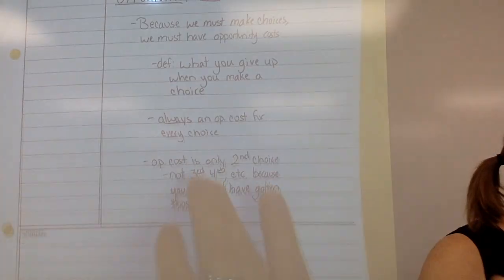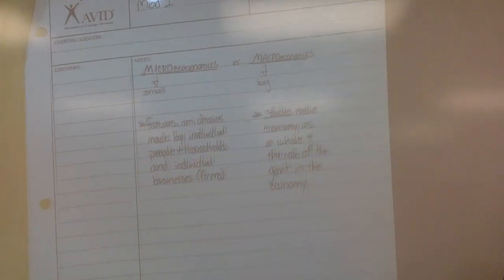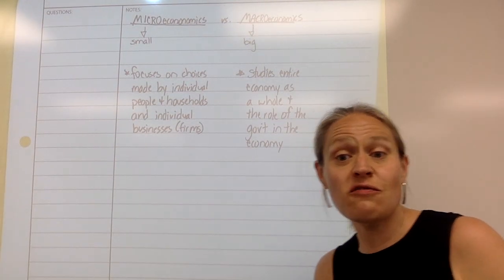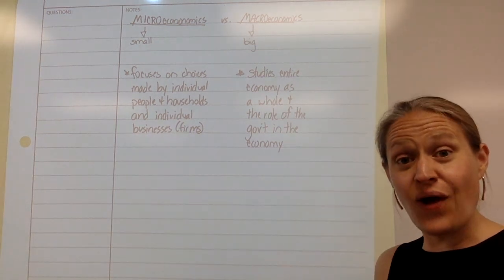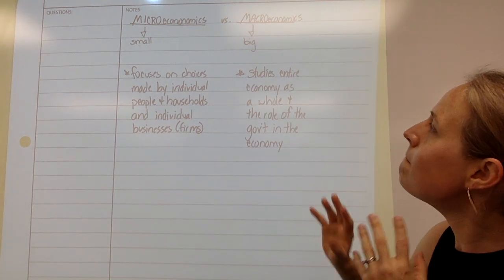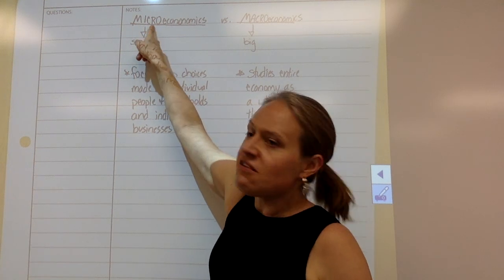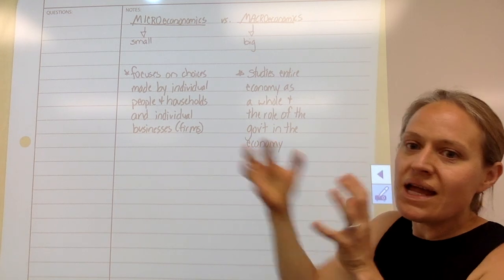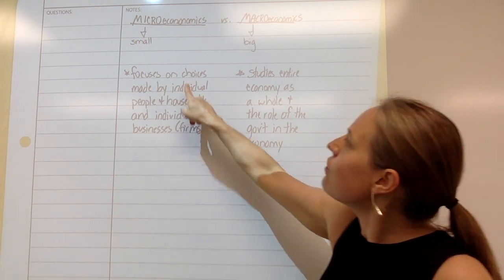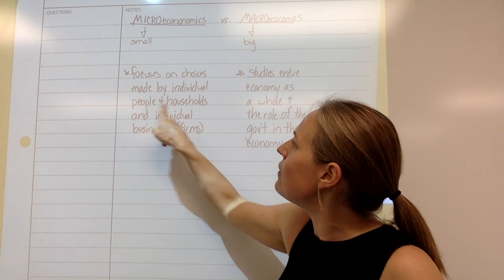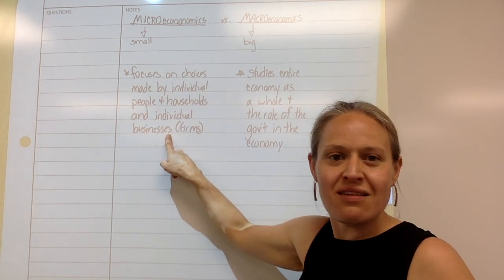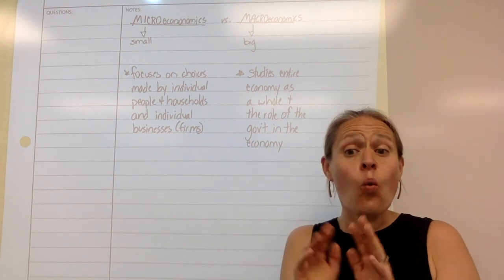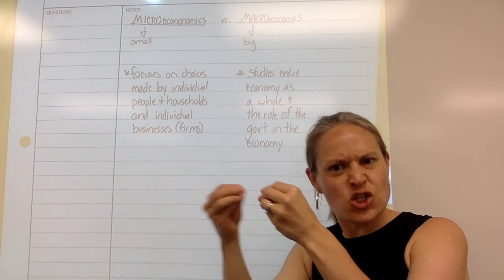Okay, one more page, and then we're done with Module 1. In economics, there is microeconomics and there is macroeconomics. This class is macroeconomics, my favorite one. But the prefix micro means small, and the prefix macro means big. So micro, or small economics, focuses on choices made by individual people and households and individual businesses, which they often call firms. So if you took microeconomics, you'd be learning about why did that business make that choice?